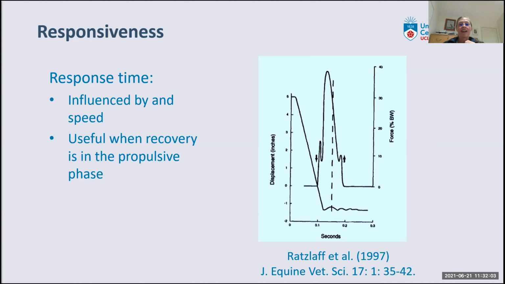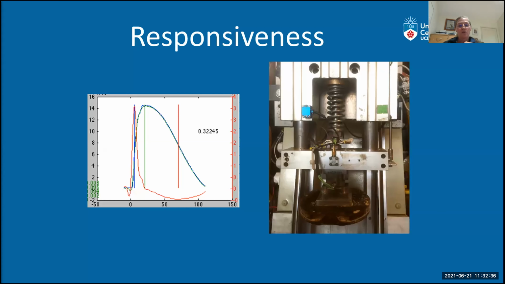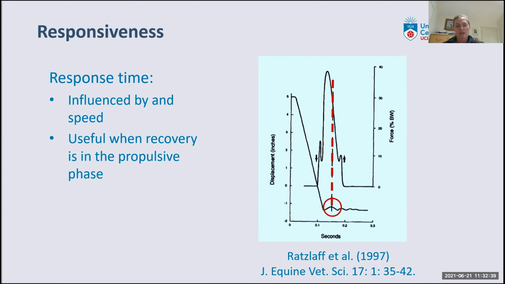If we think about Ratzlaff, and this is quite an old study now, but a really nice one in terms of thinking about the timing of the response of the surface. Here we have a graph where we've got the forces produced by a horse and then a test device that he used to measure the surface. And he was interested to know when the timings occurred in relation to the stance phase, in terms of the response of that surface.